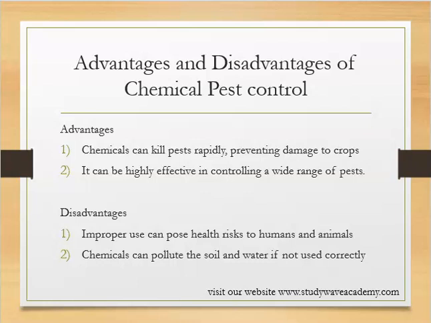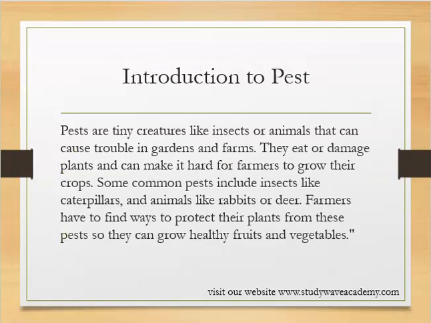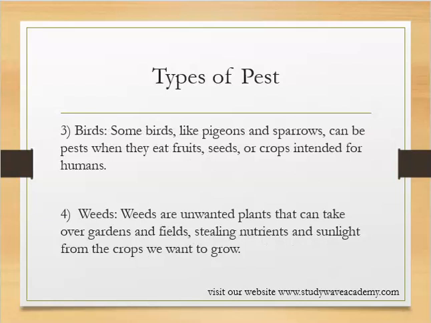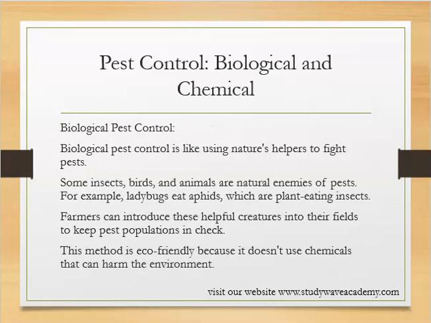So at the beginning of the lesson, we talked about pests, knowing the meaning of pests. We also talked about the different types of pests we have, the insects, rodents, birds, weeds, and so on. And we have also talked about the biological and chemical pest control, where we said the biological pest control is depending on nature to help us fight the pest, right? Using nature to help us fight, and it can be effective and not effective, which are the advantages and the disadvantages. We talked about that, right?